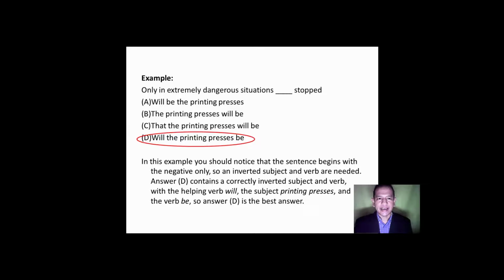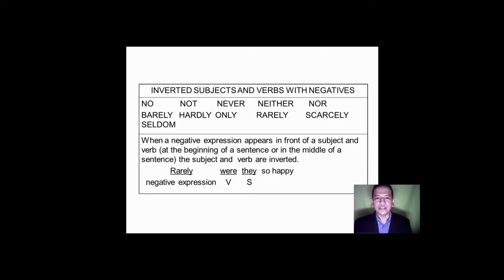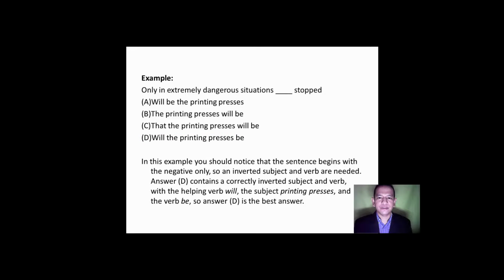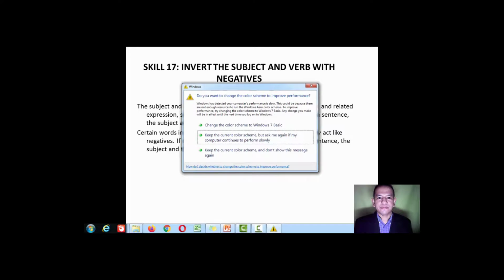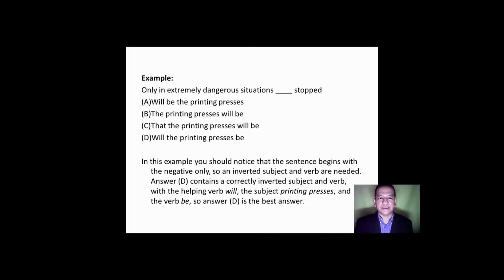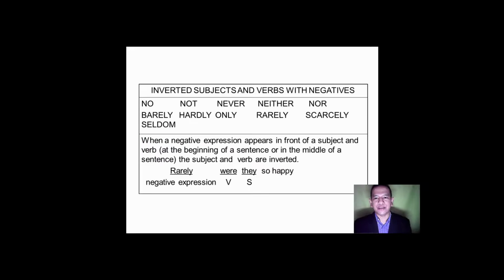Okay, and this is the list of verbs with negatives. Inverted subject and verb with negatives: no, not, never, neither, nor, barely, hardly, only, rarely, scarcely, and seldom. When a negative expression appears in front of the subject and verb at the beginning of the sentence or in the middle of the sentence, the subject and verb are inverted. Remember that the subject and verb are inverted if the negative expression comes at the beginning or the middle.